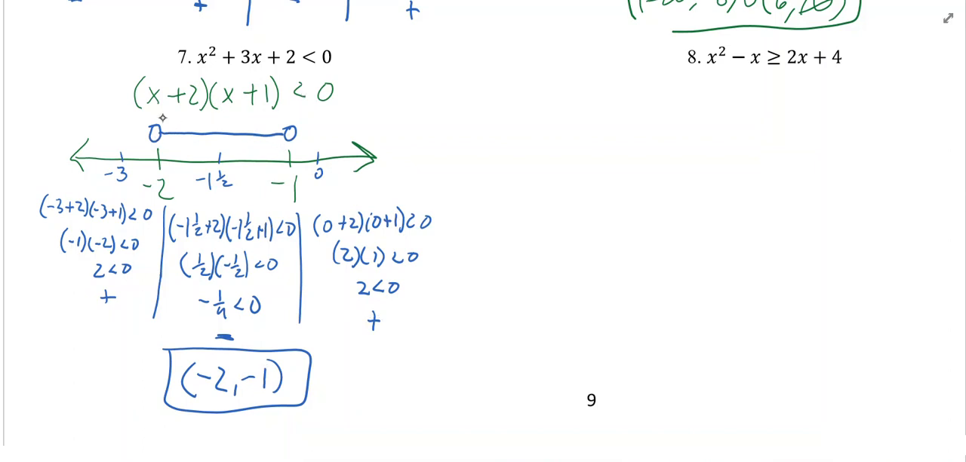It's not included because it's not equal to, so open circle. So then I got parentheses -2, comma, -1, parentheses.